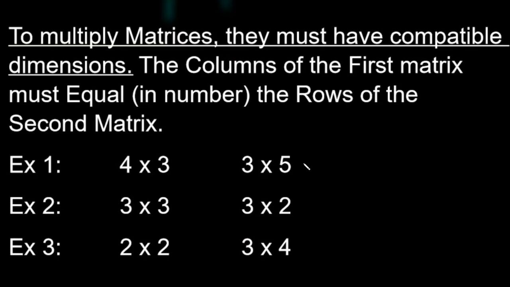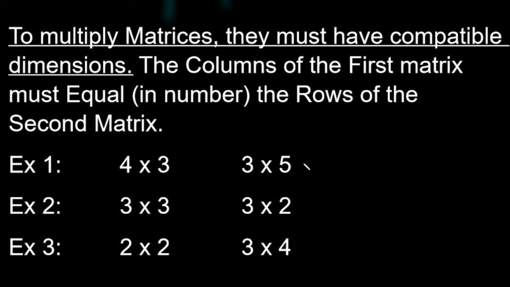Now, just like addition and subtraction of matrices had to have compatible dimensions, namely the same dimensions, the same number of rows and the same number of columns, right? When you're trying to multiply two matrices, they also have to have compatible dimensions, though they are not necessarily going to be the same dimensions.